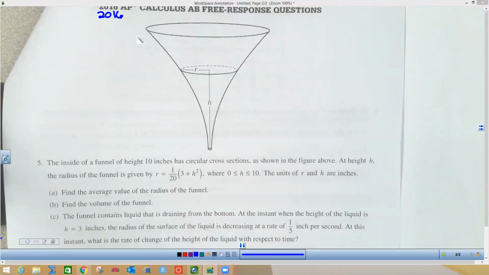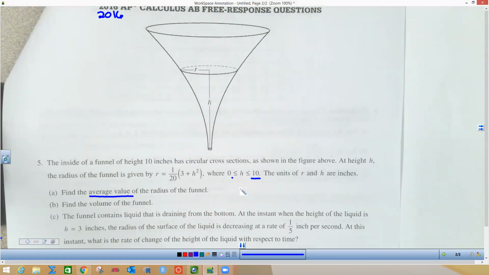Alright, this is number 5 from the 2016 FRQs. The first part has this funnel here, and it says that the height, in other words, down here, the height is 0. Up here at the top, the height is 10. And the radius, the distance from here to here, is going to be a function of this length from the bottom to the top. The key to this first problem is that it says find the average value.